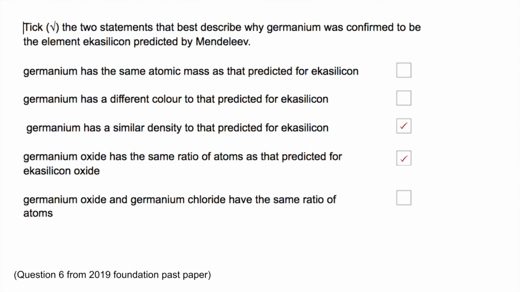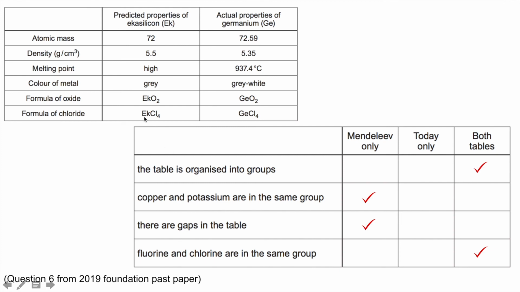Now tick the 2 statements that best describe why germanium was confirmed to be the element eka silicon predicted by Mendeleev. Simply, germanium has a similar density to that predicted for eka silicon, and germanium oxide has the same ratio of atoms that's predicted for eka silicon oxide. I'm going to go back and just show you that table again quickly. You can see here, density, very similar, and formula for oxides, the same. You can look at the formula of chlorides also, the same.